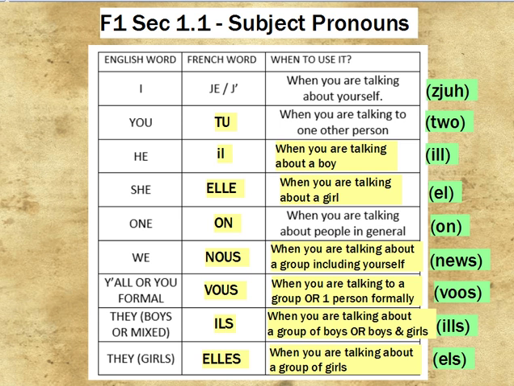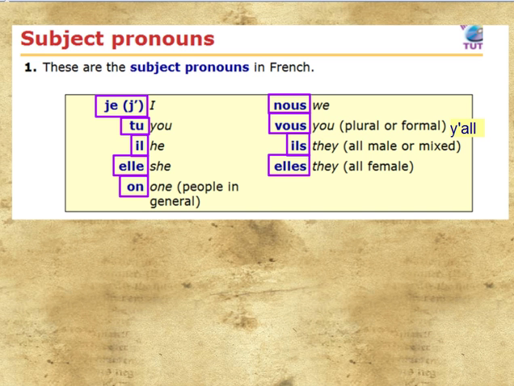So the hardest part about learning these is knowing when to use them in sentences and how to use them to replace words in sentences, and it gets a little bit complicated. But the first step is just the very basics of knowing exactly what they mean.